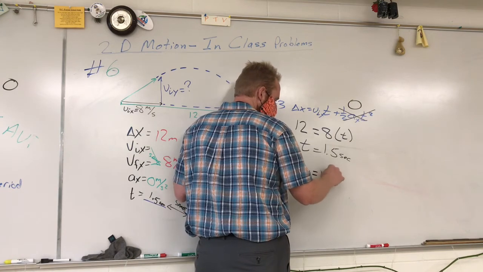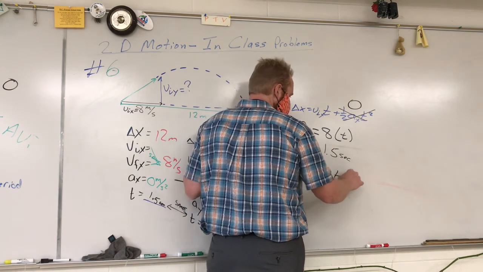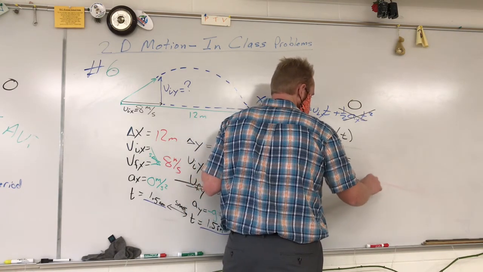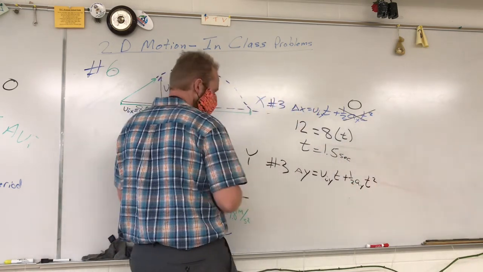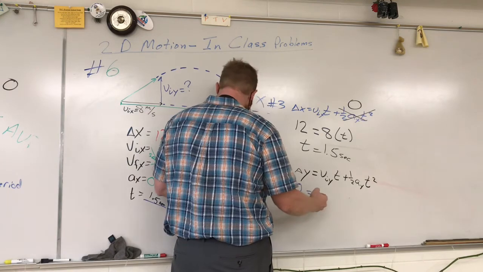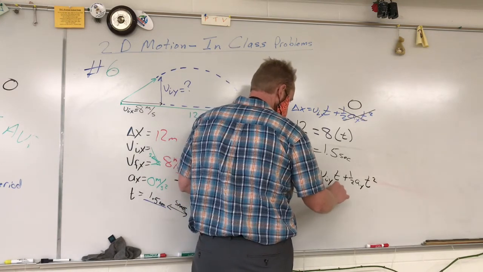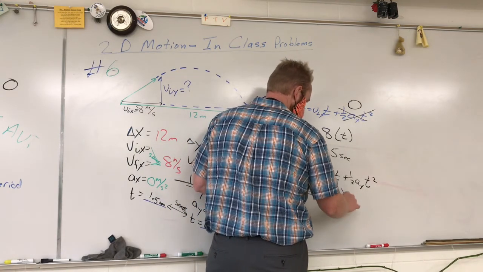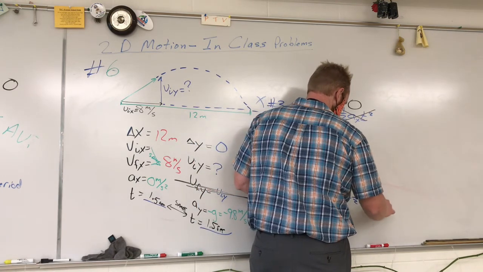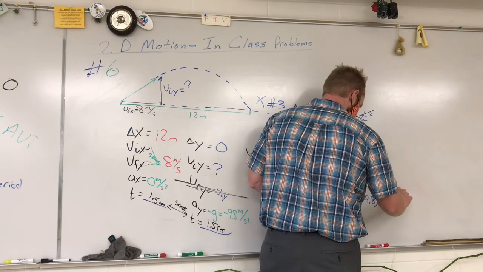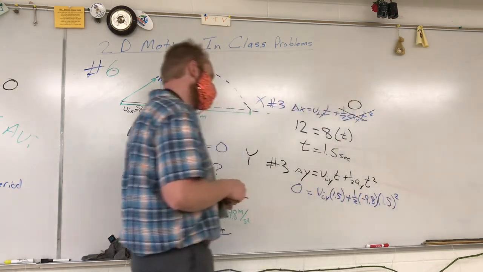Delta y is equal to VIY times T plus 1/2 AY times T squared. Because my delta y is 0, then we can say my VIY times 1.5 plus 1/2 negative 9.8 times 1.5 squared.